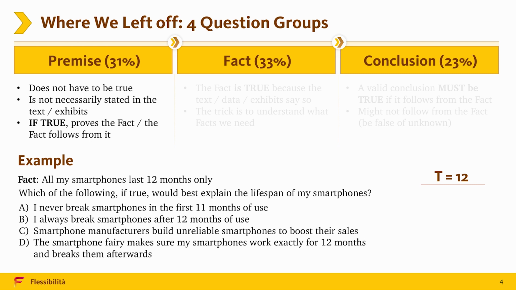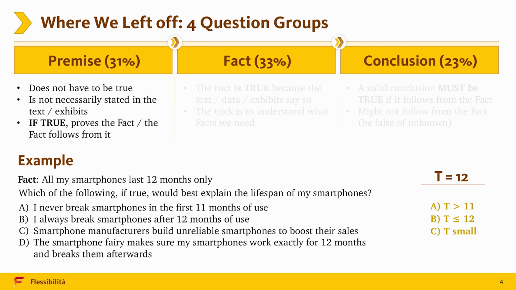The first option explains why my smartphones live longer than 11 months. Let's write that down. The second option explains why the lifespan is not more than 12 months. The third one just suggests that the lifespan should be small, but nothing specific. And the fourth option, if true, would explain why the lifespan is exactly 12 months.